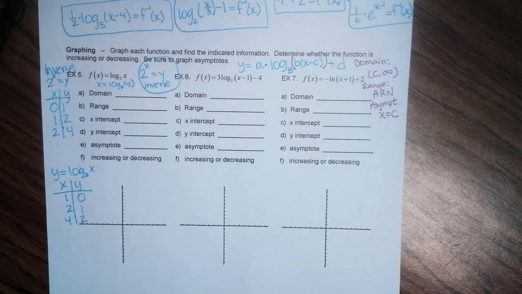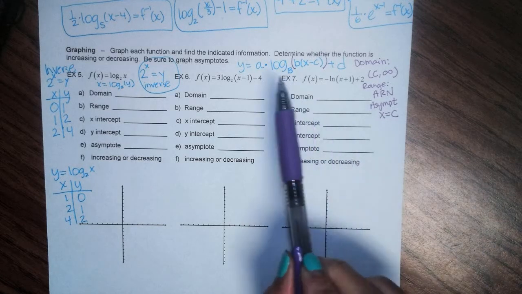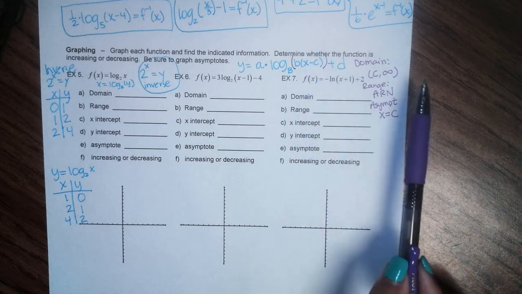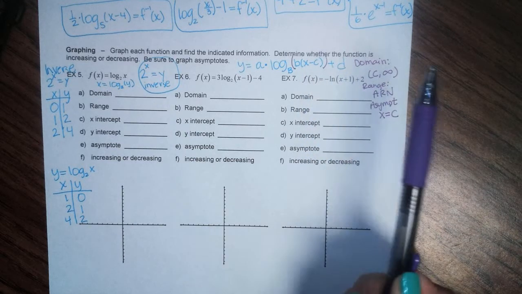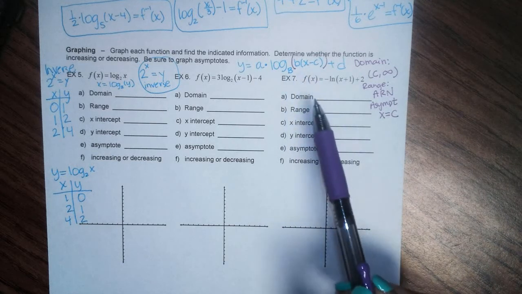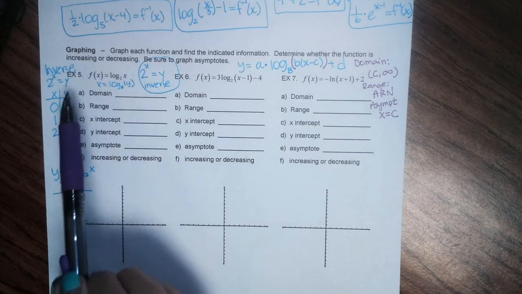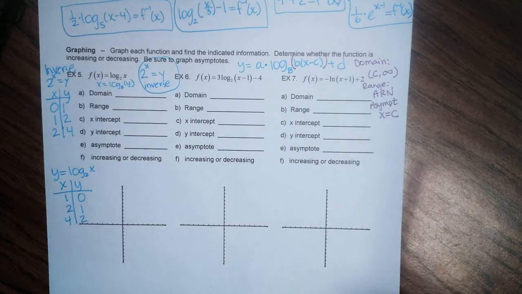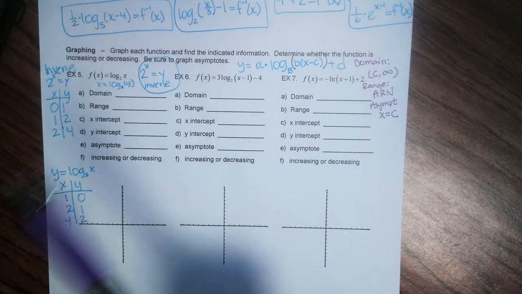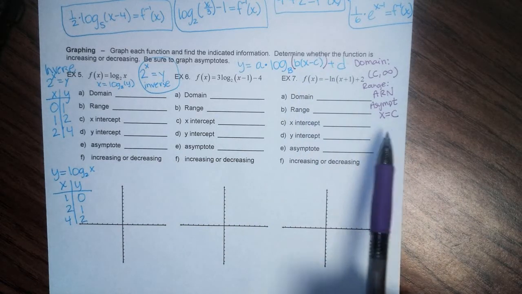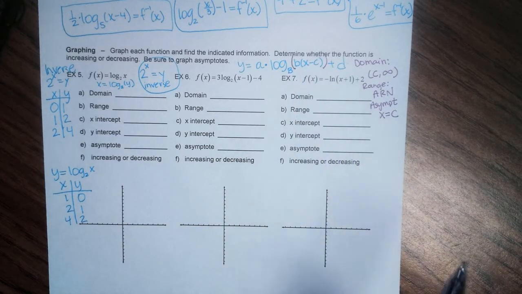So that's some information you do need to know. For logs, the domain is restricted and it's going to start at the asymptote and go towards infinity, unless it's been reflected over the y-axis. The range for the logs is going to be all real numbers, so it's the opposite of the exponential graphs. And the asymptote is no longer y equals d. That's for the exponentials. For logs, your asymptote is going to be x equals c.